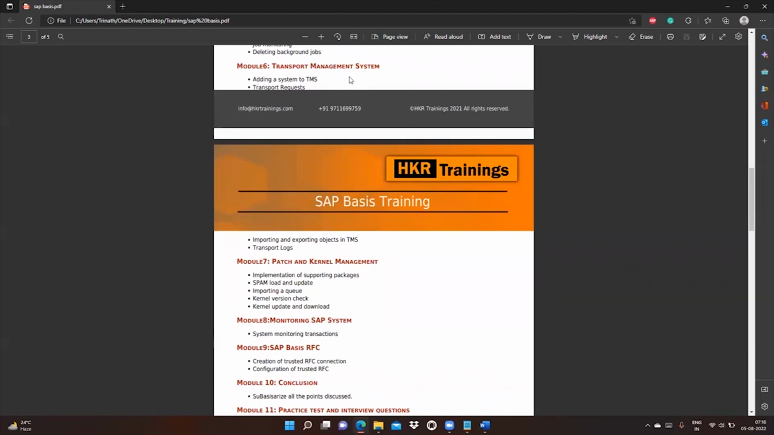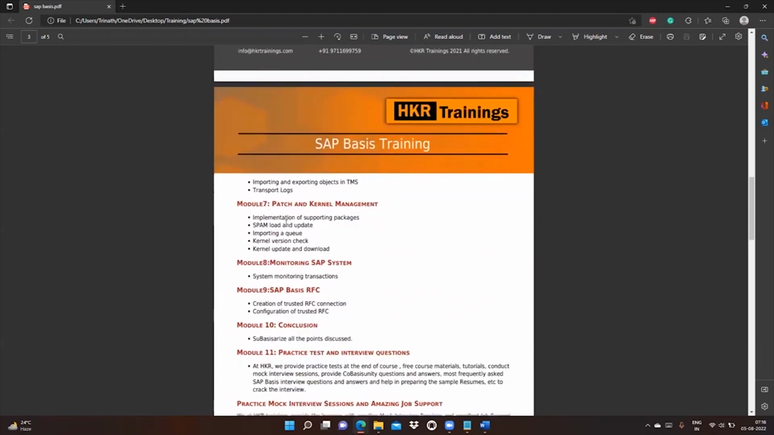So what is the transport management system, and what are transport requests? Those things we will be discussing in this topic. And patch and kernel management means, see, any SAP software or any software requires an update or upgrade. Generally the update or upgrade comes from the SAP company end in the form of either patches or kernels.